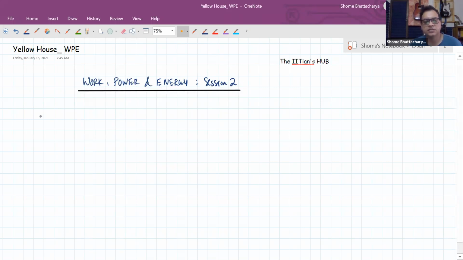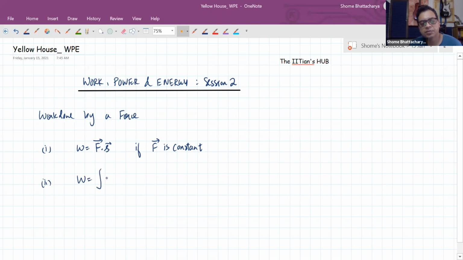Okay, so yesterday we had started with the definition of work done by a force, and we saw that the work done can be defined by a very simple definition of dot product if the force is constant, and the definition becomes a little bit more complicated. It becomes path integration of force over the displacement from initial to final position if the force is variable.